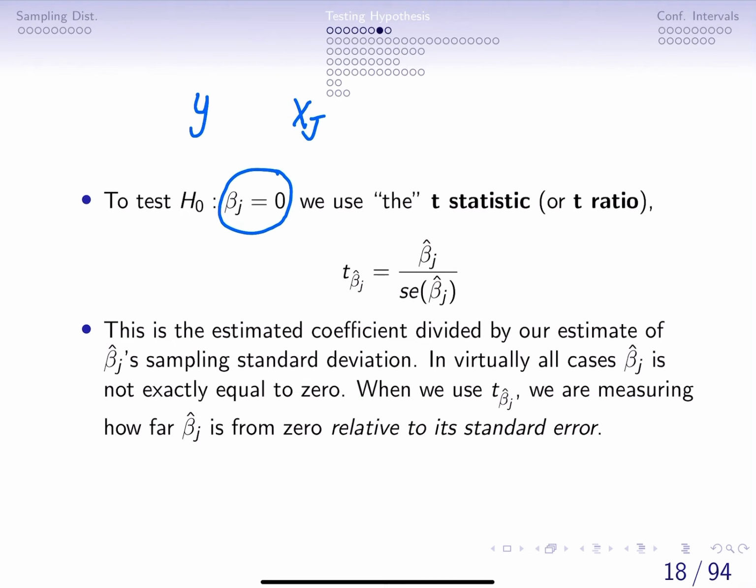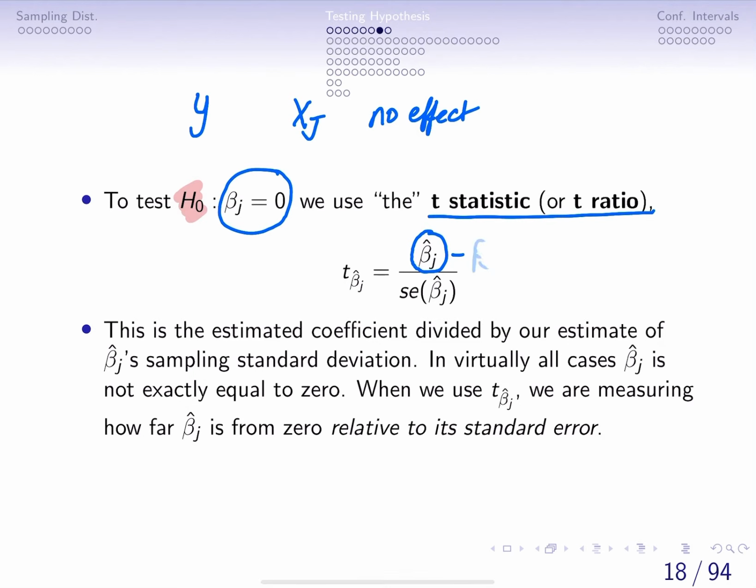We don't know what this might be, so we are trying to hypothesize what this is in the population. So we set up the null hypothesis, which says that there is no effect of xj on y. This is how the null hypothesis is set up: beta j equals 0. And the t-statistic, like we defined in the previous video, is basically how far our estimate beta hat j is from the hypothesized value beta j, which is 0.